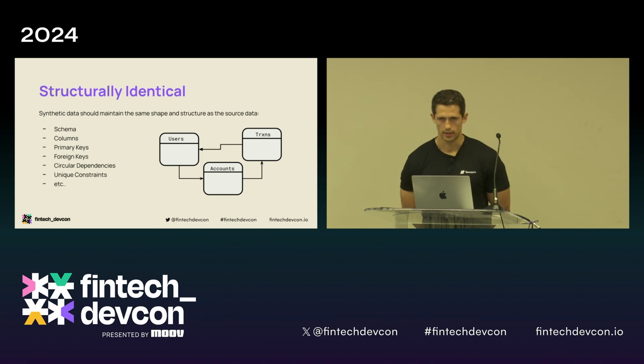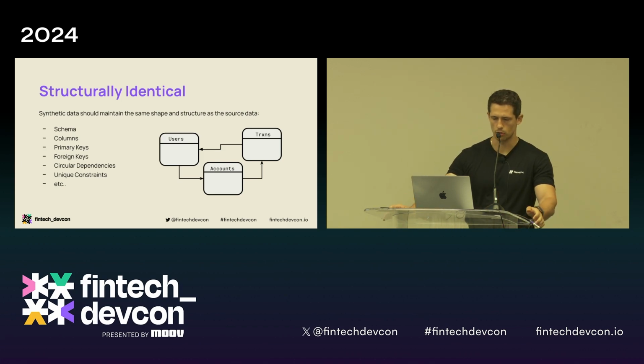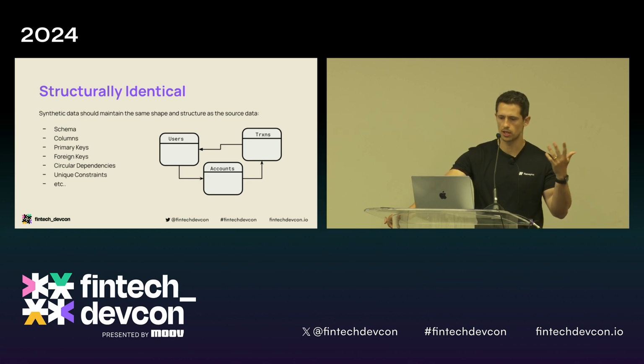So, going into structural identity a little bit deeper. Synthetic data should maintain the same shape and structure as the source data. I think of this as schema, columns, primary keys, foreign keys, circular dependencies, unique constraints. You can imagine, in the most simple of use cases, you have three tables: a users, accounts, and transactions table.